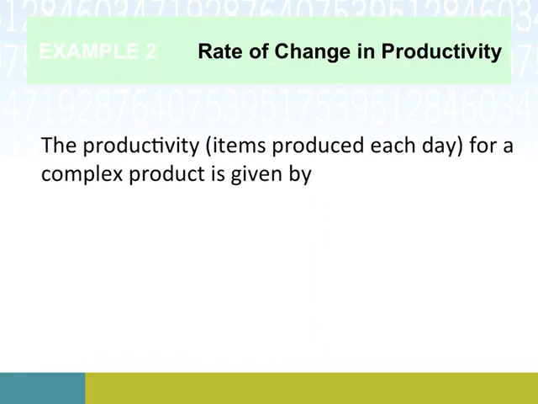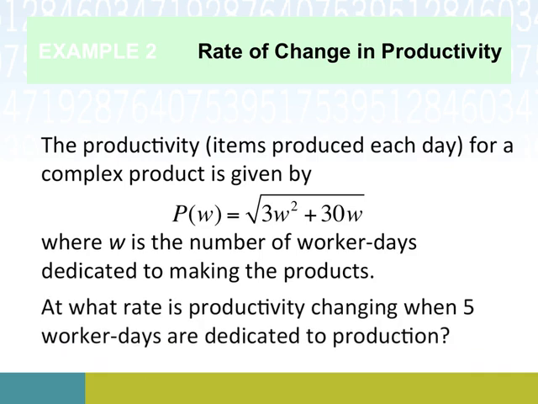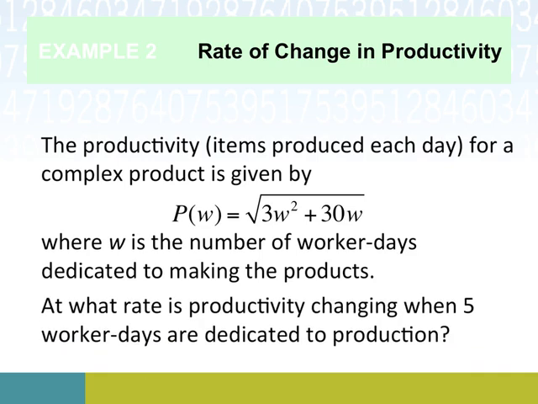So let's try a word problem with this. So productivity for some product is that. What we're getting out of this, the productivity in this case, is defined as items produced each day, and then W is the number of worker days. So instead of worker hours, we're doing worker days just to make the units a little bit bigger. Well, the numbers smaller but represent larger values.